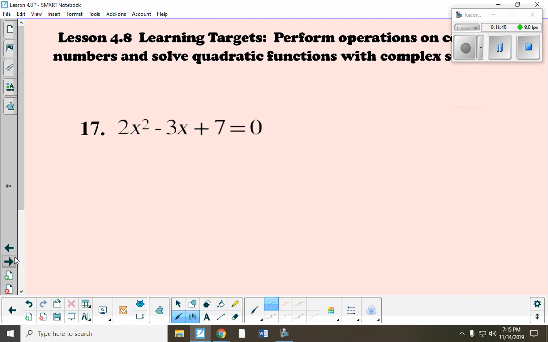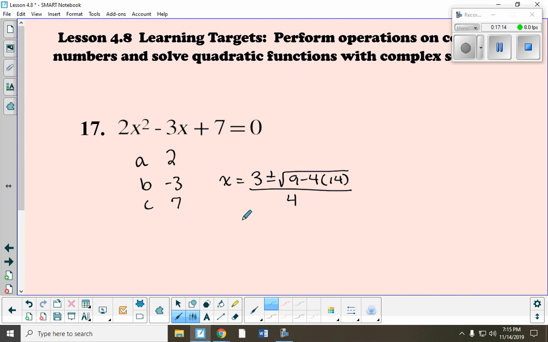And let's do one where we're actually going to need to use the quadratic formula because we have an x squared term and an x term. So we write a, b, and c is 2, negative 3, and 7. So x equals negative b, so minus a negative 3, plus or minus the square root of b squared, so that's 9, minus 4 times a times c would be 14, all over 2a, so 2 times 2 is 4.